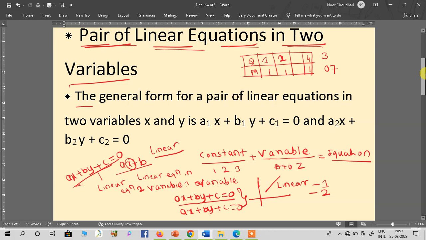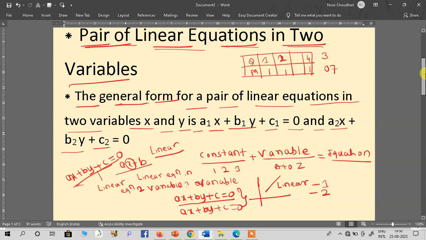If we say, the general form for a pair of linear equations in two variables x and y is, so what is the general form of a pair of linear equations? a1x plus b1y plus c1 is equal to 0 and a2x plus b2y plus c2 is equal to 0. So this is the general form of a pair of linear equations. I hope you remember this point, and what we mean by the general form of linear equations. It is a very simple concept.